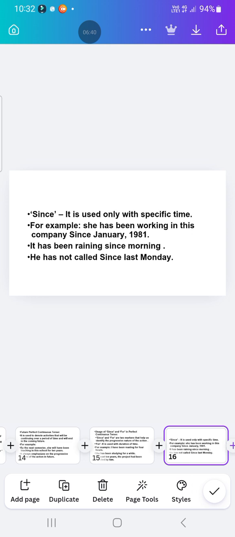Since is used only with a specific time. For example, she has been working in this company since December 1981. It has been raining since morning. He has not called since last Monday.